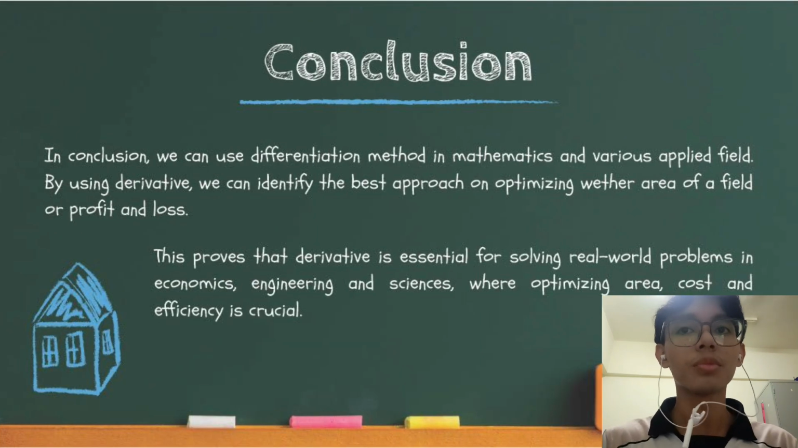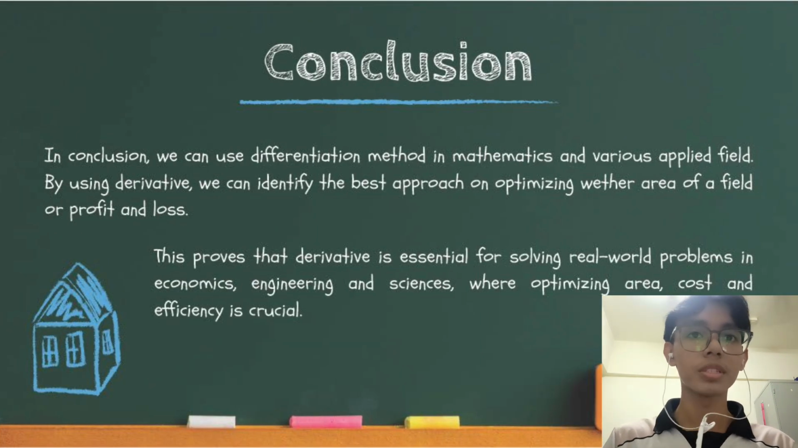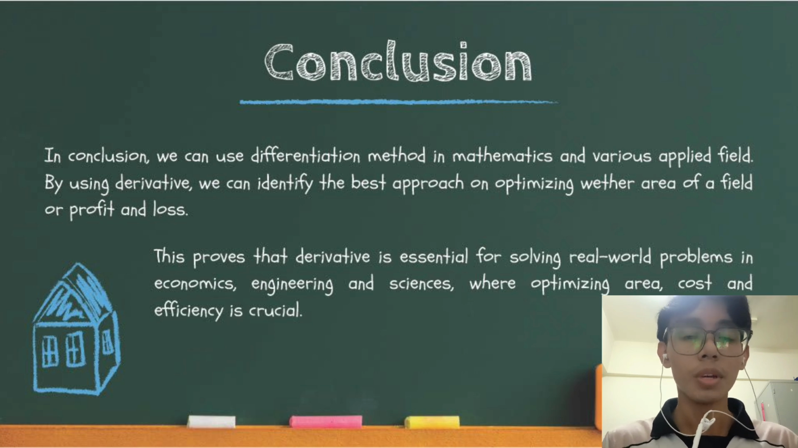In conclusion, we can use the differentiation method in mathematics and various applied fields. By using derivatives, we can identify the best approach to optimizing the area of a field or profit and loss. This proves that derivatives are essential for solving real-world problems in economics, engineering and science, where optimizing area, cost and efficiency is crucial.